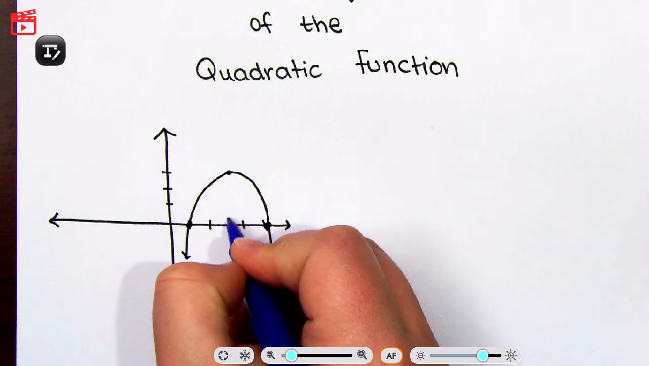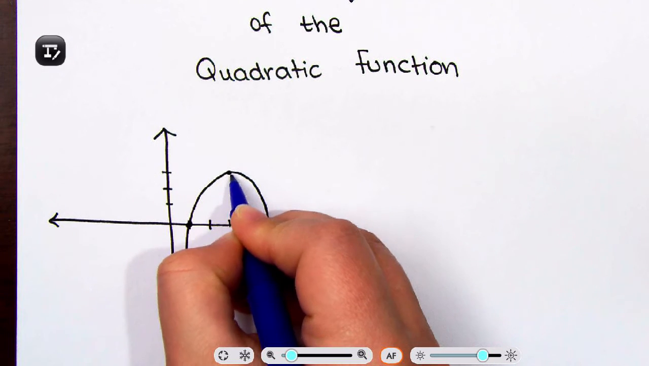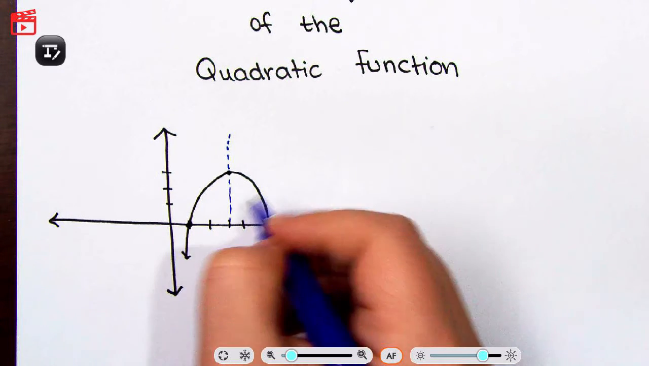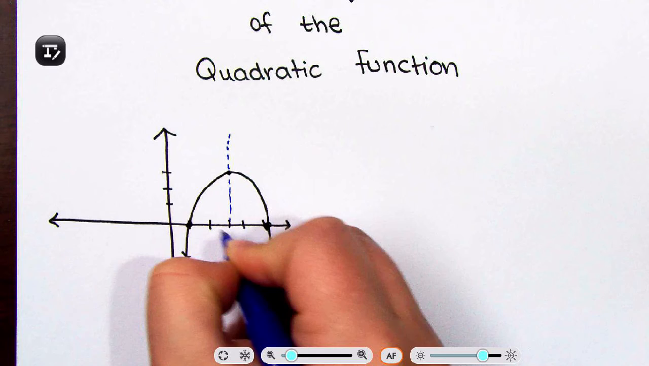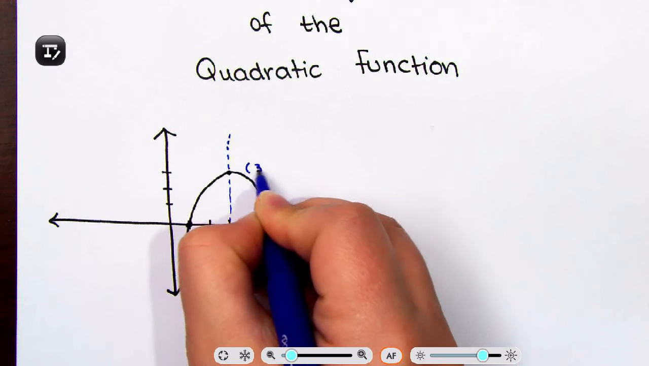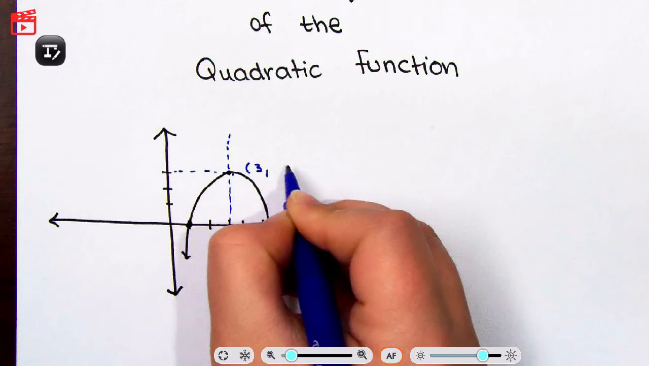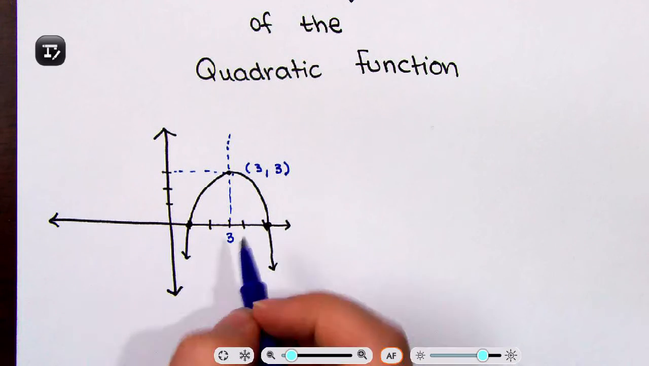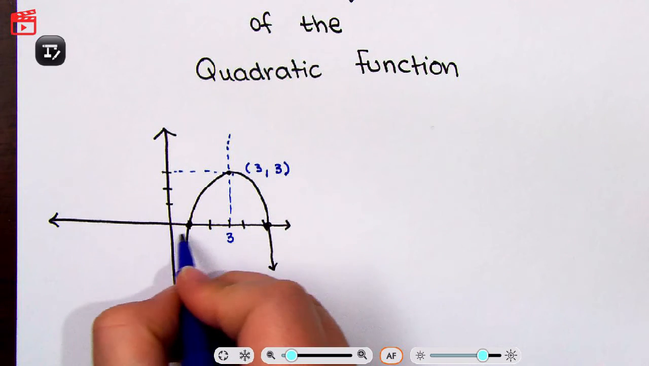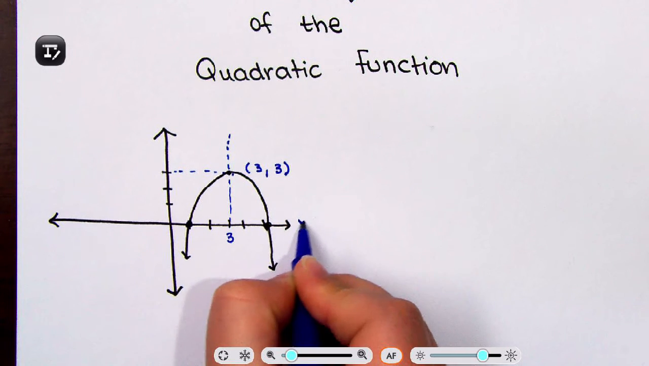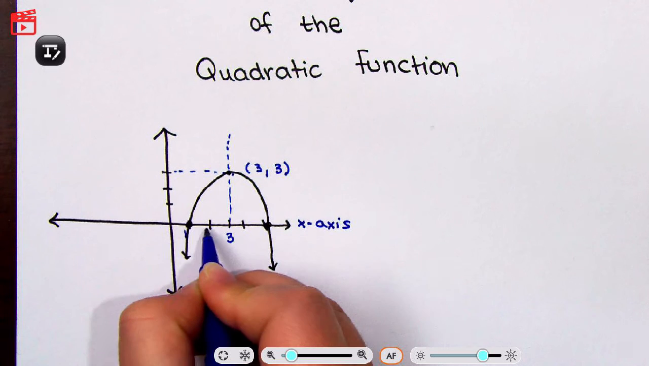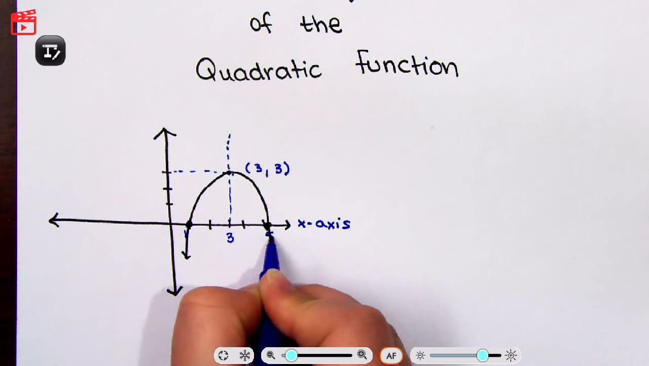I have my vertex here. I'm going to do a little line of symmetry so you guys can see that. So that is at 1, 2, 3, and 3. I have a second and third point here on my x-axis. One of them is located at positive 1, the other one is 2, 3, 4, and 5.